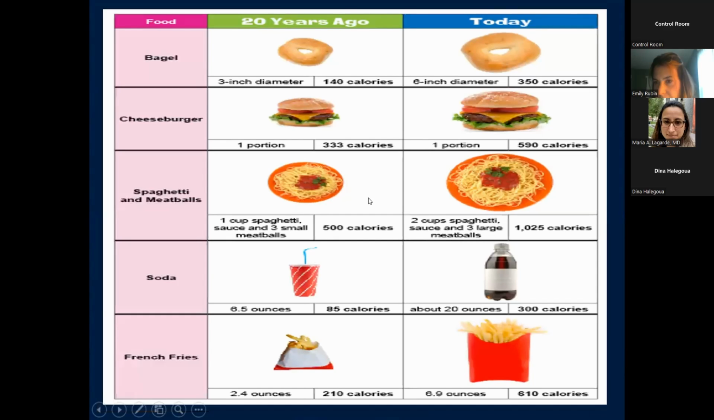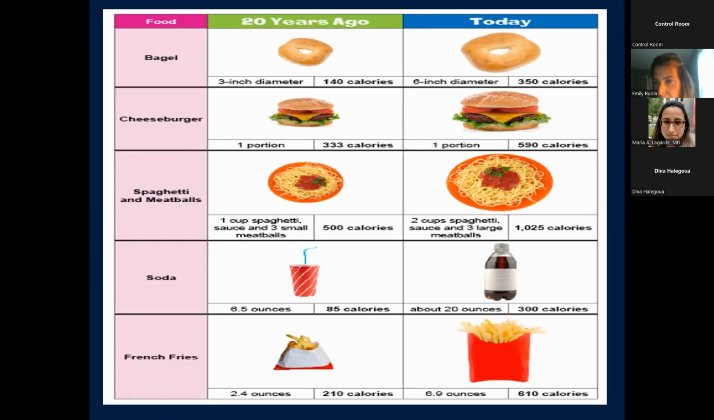The other bigger issue is the portion control that we're dealing with. A bagel 20 years ago was the size of a hockey puck, and now it's like two hockey pucks. It's literally equivalent to 4 or 5 pieces of bread. So I tell my patients, would you eat 5 pieces of bread at one time? Most of the time they'll say no, but that's the problem when you eat a bagel. And the same thing with cheeseburgers, everything's getting bigger.